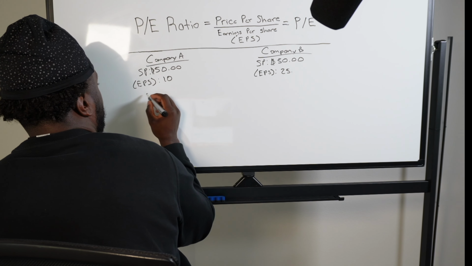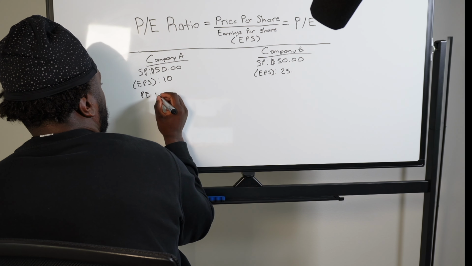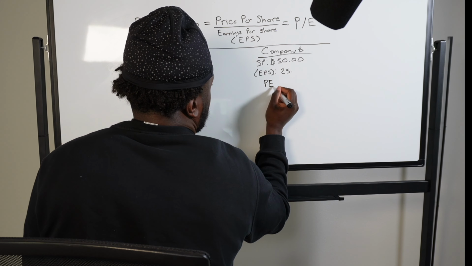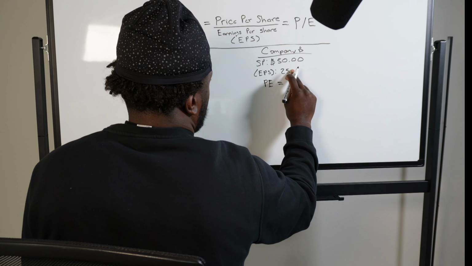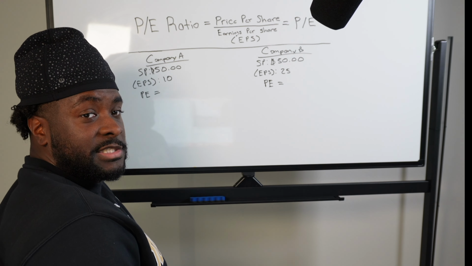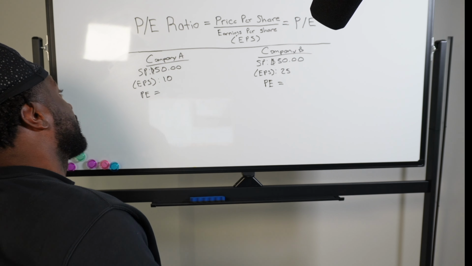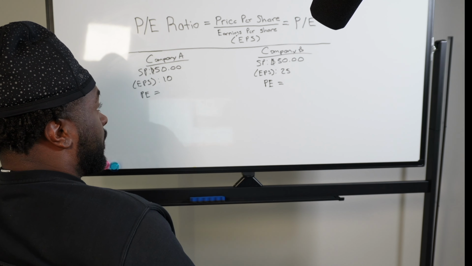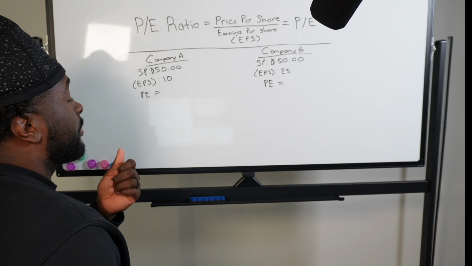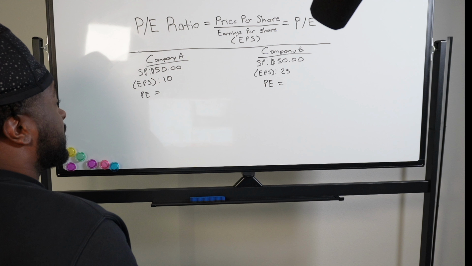And then what is your PE? What is your PE? Now, you should know. Y'all see the formula up there. Excuse my handwriting. Company A, company B, they both have the exact same share price. What's the difference? Earnings per share is the difference.